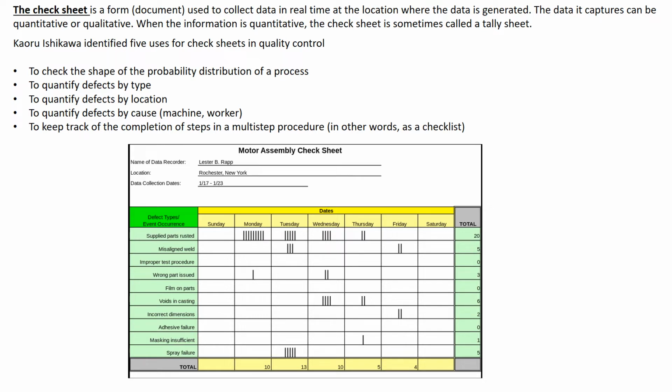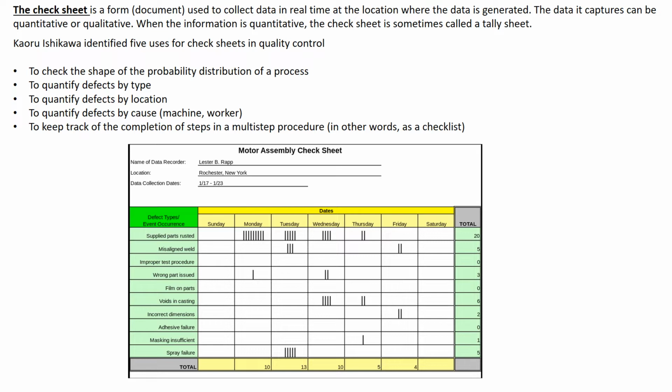And now we're going to see the volume of it. And I've tallied how many problems there are each day over a 7-day period. It looks like they're closed Saturday and Sunday. And if you look, the biggest problem here is supply parts rusted. The second biggest problem is voids in casting. Those are open spaces in the casting, which is the metal as it's being poured to make a solid piece of equipment. So there are many problems here, but the biggest volumes are supply parts rusted as well as voids in casting.